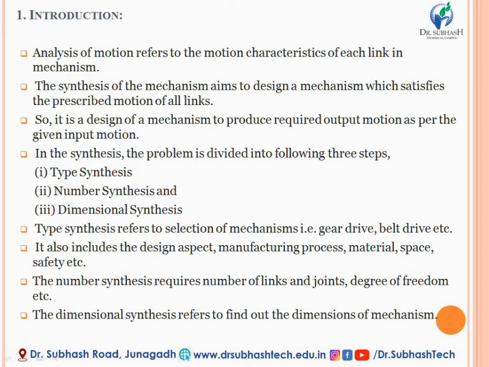Number one is type synthesis, in which you select the kind of mechanism you are using for the output motion requirement. Then number synthesis, in which you calculate the number of joints and links required for that selected mechanism. And the last stage includes the dimensional calculation, that means geometrical parameters like length, width and diameter. Such geometrical dimensions are calculated in the third stage of synthesis, that is dimensional synthesis.